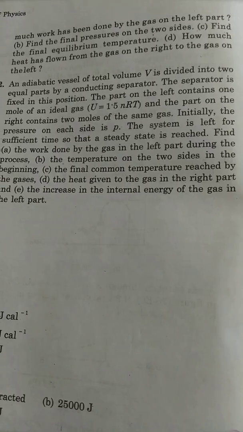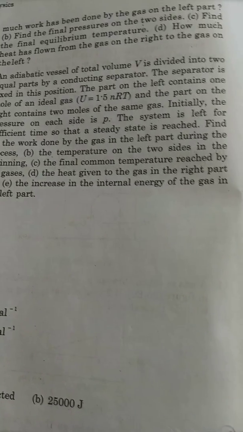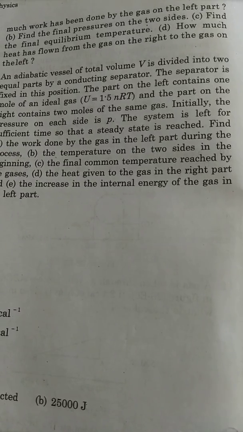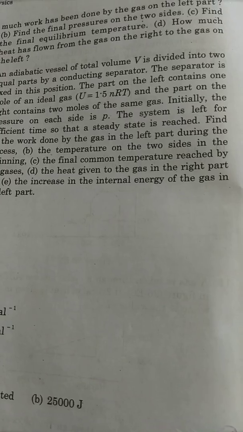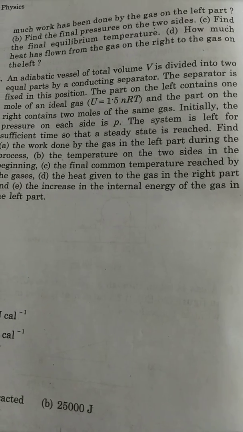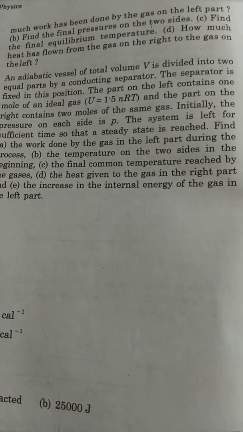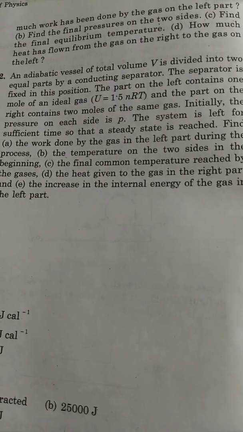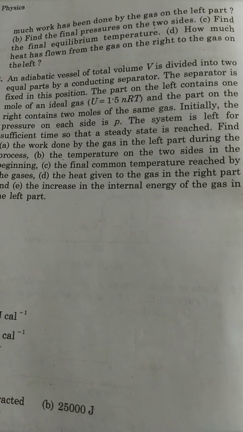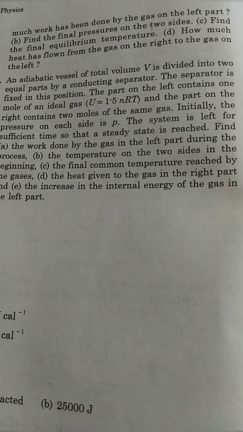The part on the left contains 1 mole of an ideal gas, and it follows the equation internal energy U = 1.5 nRT, and the part on the right contains 2 moles of the same gas. Initially the pressure on each side is P. The system is left for sufficient time so that a steady state is reached.